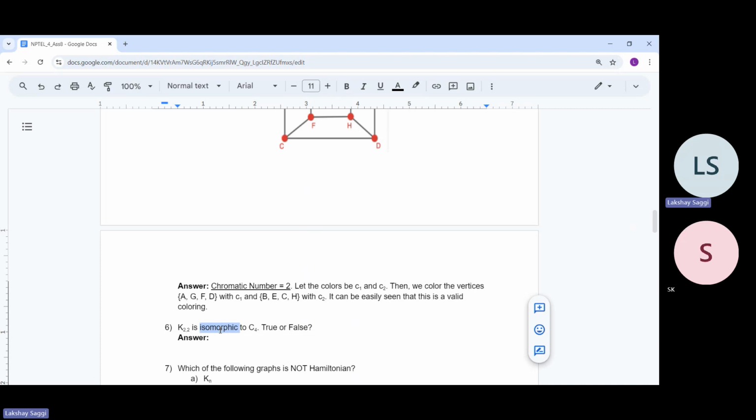But if there exists a labeling of G1 such that G2 and G1 actually become equivalent graphs, then that is what we call two isomorphic graphs. The formal definition has been covered in the lectures, but on a high level, isomorphic graphs are essentially the same graph with different labelings of vertices, and that's why we think they are different. So K22 is isomorphic to C4. Is this true or false? Do K22 and C4 have the same structure?